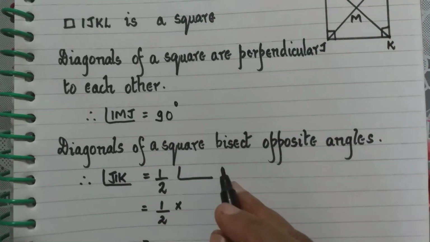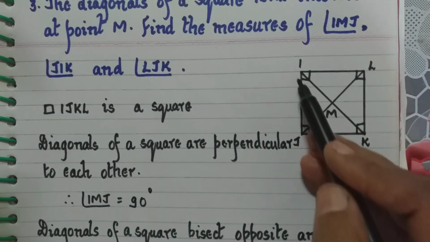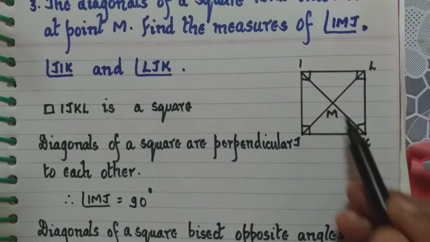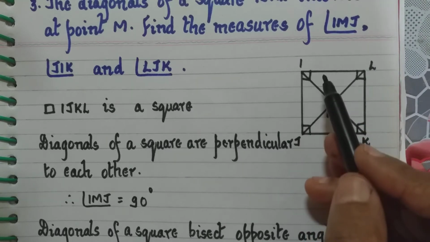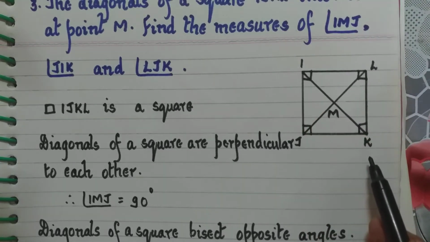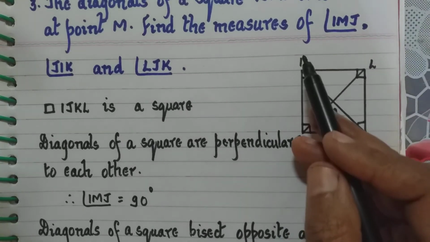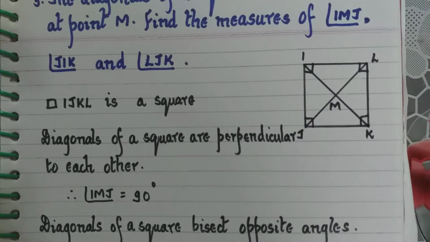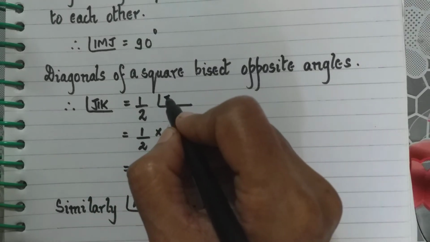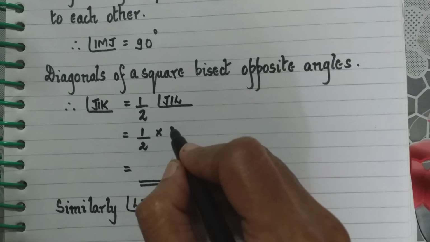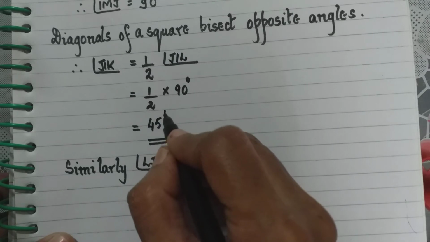Now, further, we have to find the measure of angle JIK. You will see that this diagonal IK is cutting this angle into two equal parts. Therefore, angle JIK will be half of angle JIL, that is half of 90 degrees, which is 45 degrees. So, we write here angle JIK is half angle JIL, which is half into 90 degrees, which is 45 degrees.